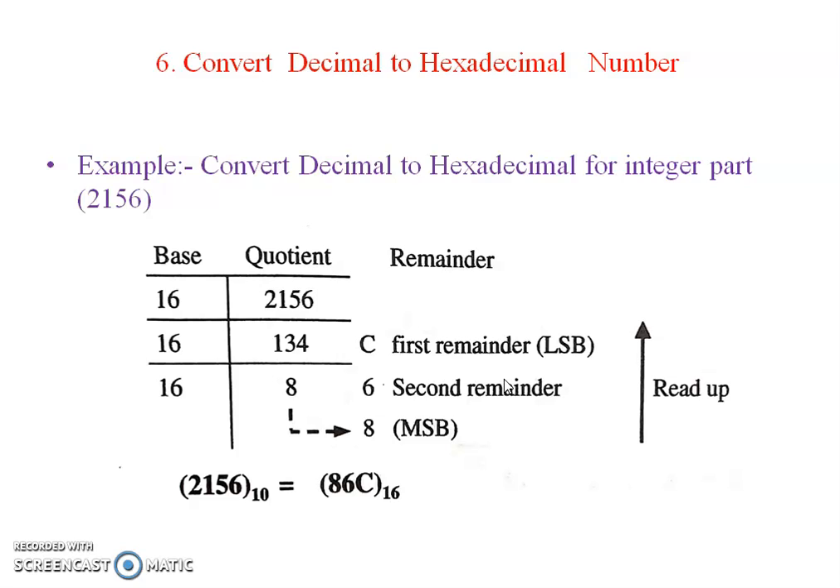Then repeat division by 16 till the quotient becomes 0, that is, the quotient is no longer divisible by 16. The last remainder obtained from the division is the MSB of that particular hexadecimal number, and the equivalent hexadecimal number is read from bottom to top. So our answer is 863 to the base 16. It means that we have converted decimal to hexadecimal format.